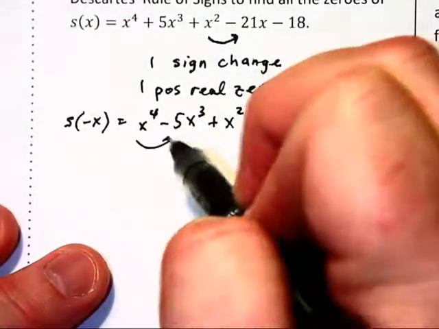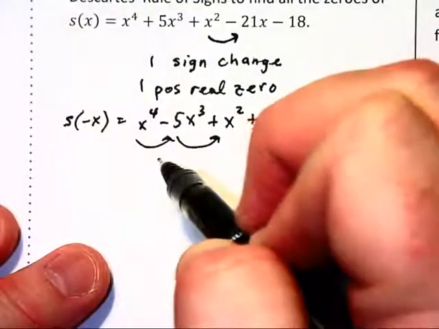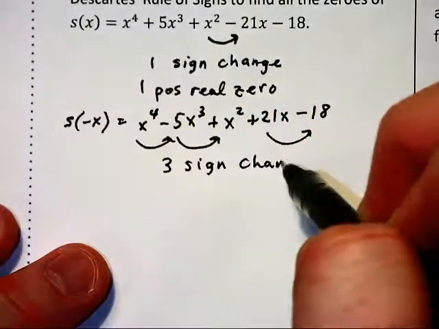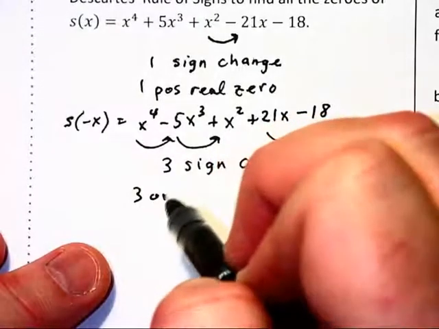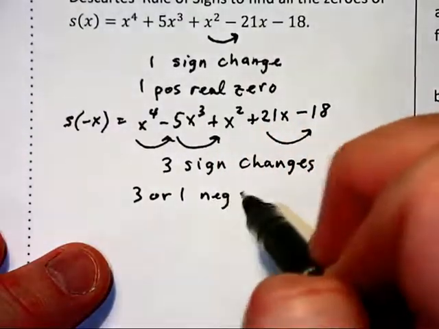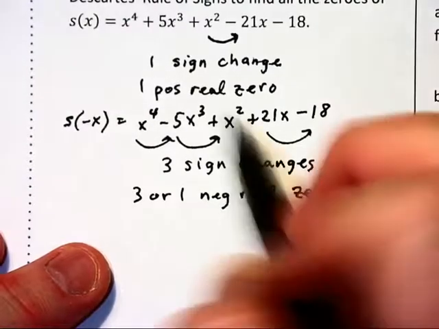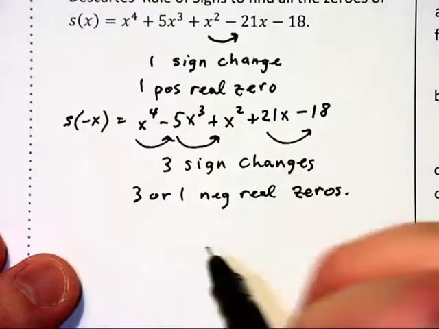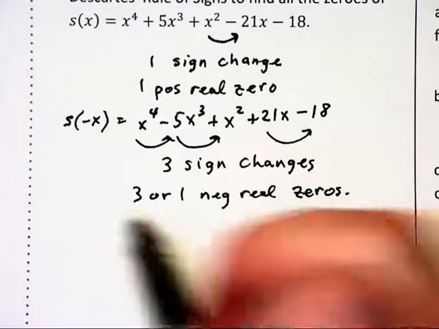So I see 1, 2, 3 sign changes, and that means there are 3 or 1 negative real zeros. Negative, because that's what we found when we substituted the negative x in. Now this does not give us the zeros, it just tells us where we might look. So that's the first part.